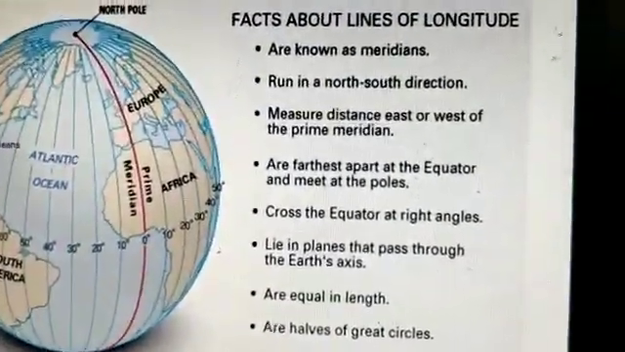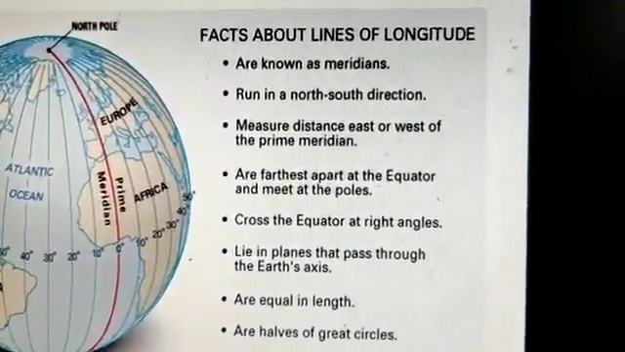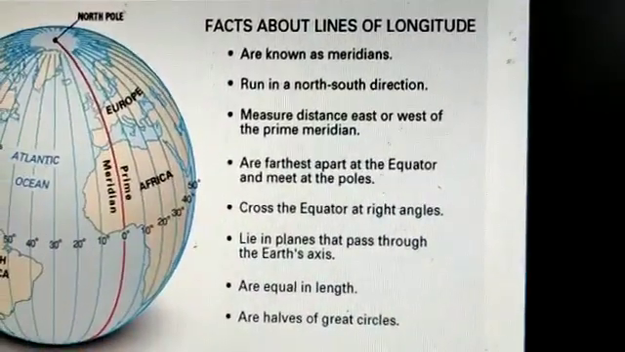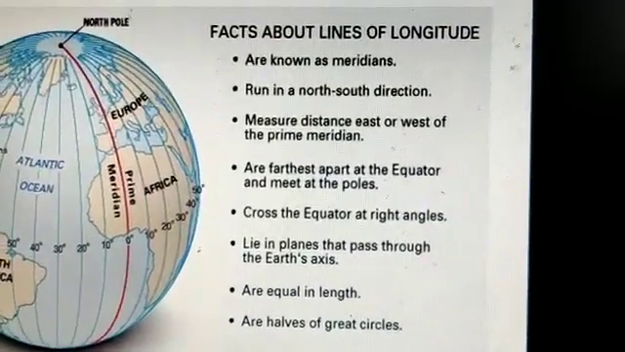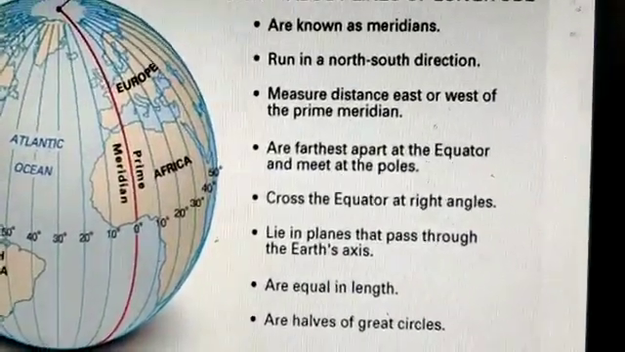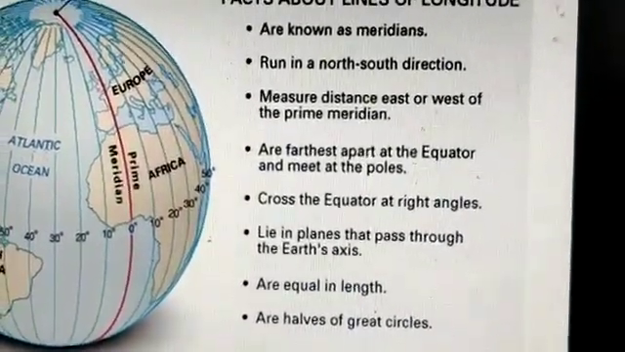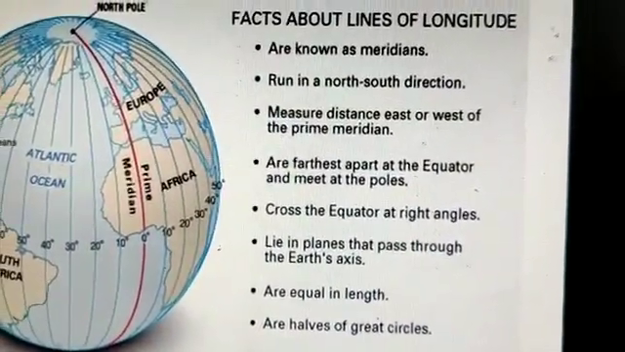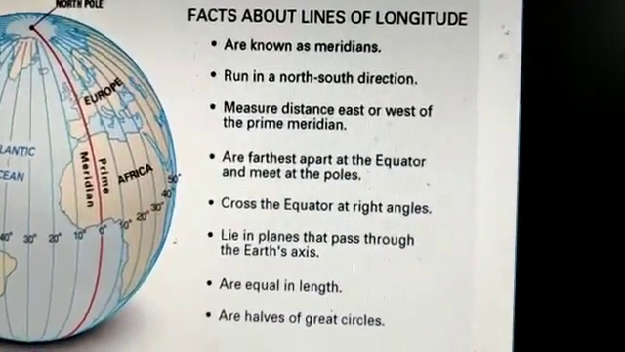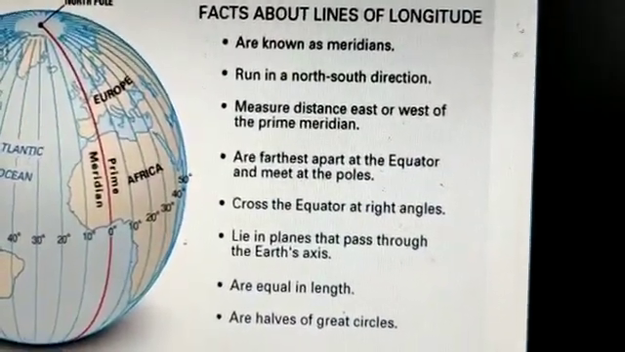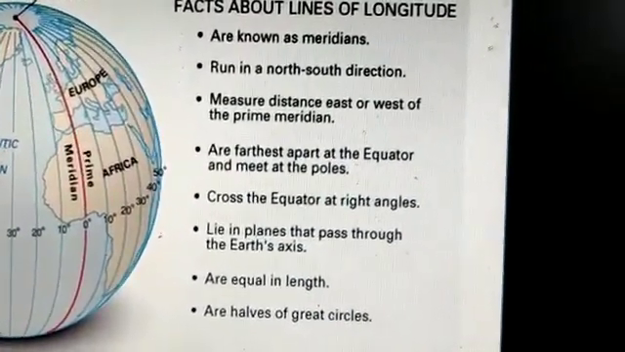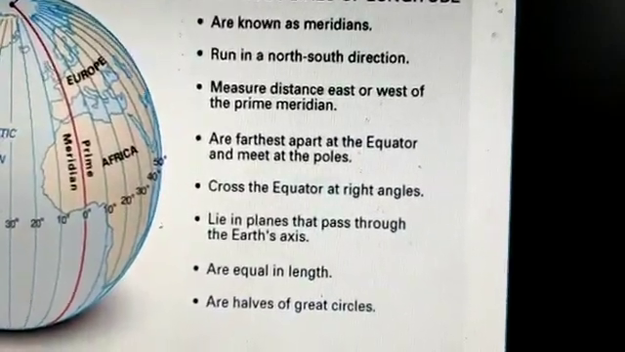Let us now read some of the facts about lines of longitude. The longitudes are known as meridians. It runs in a north-south direction. It measures distance east or west of the prime meridian. These are farthest apart at the equator and meet at the poles.